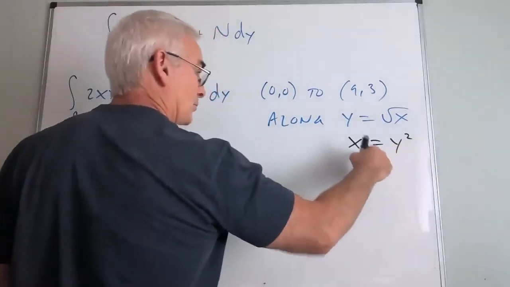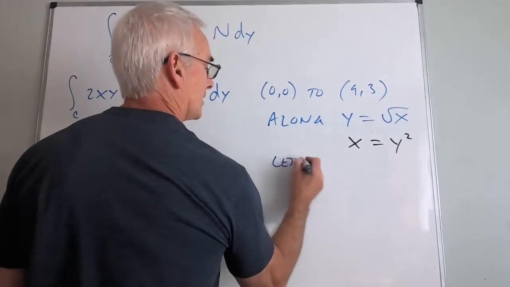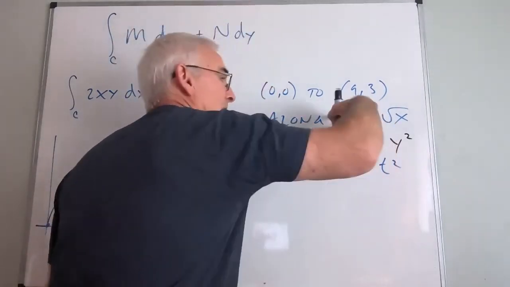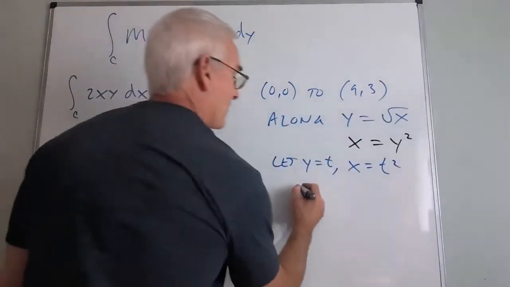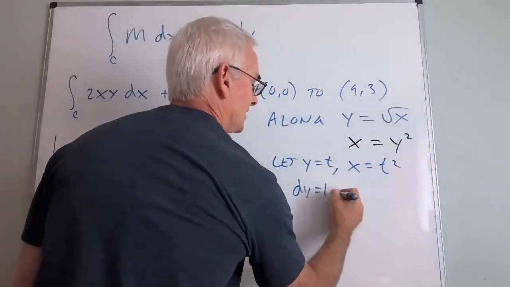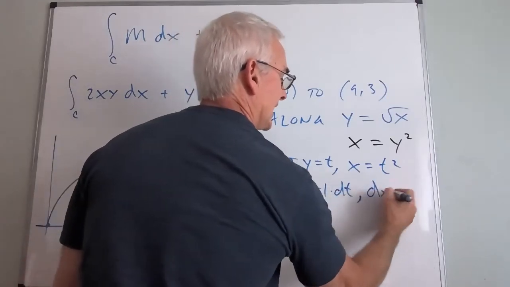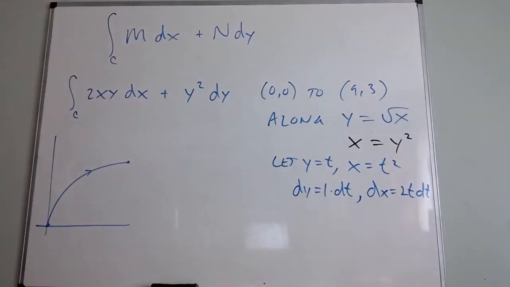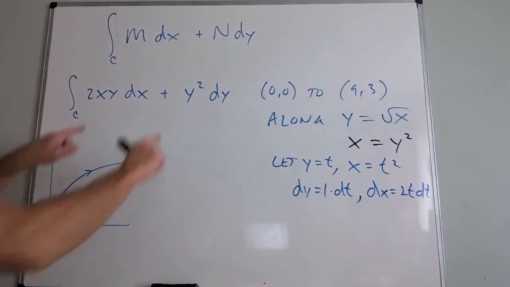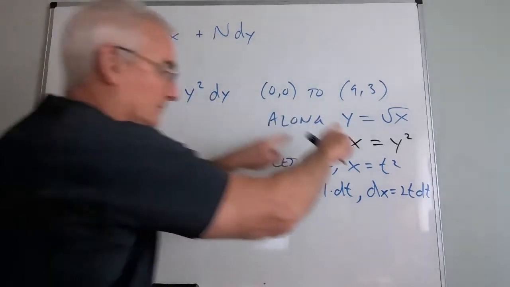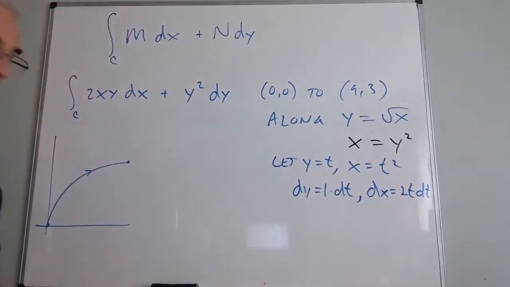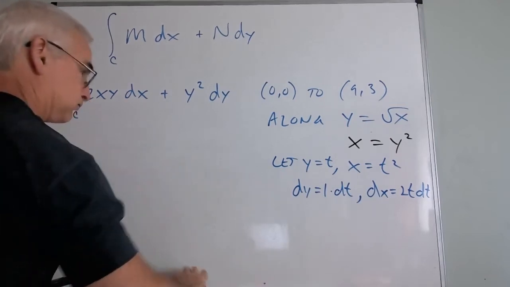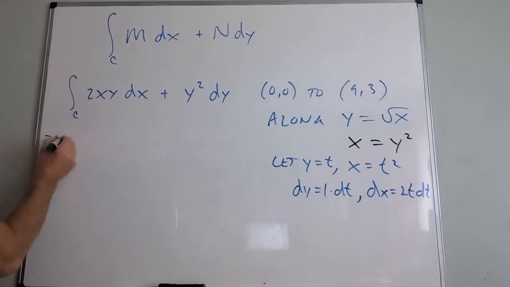So now I'm going to parameterize. I'm going to say, let y equal t, then x is t squared. And I could have done that here. It's just less obvious. Then dy is 1 dt. dx is 2t dt. Okay, everybody got that? So when I go to this integral here, that's what I'm going to replace everything with. Okay, so I'm going to go ahead and erase this picture. So this will become the integral.